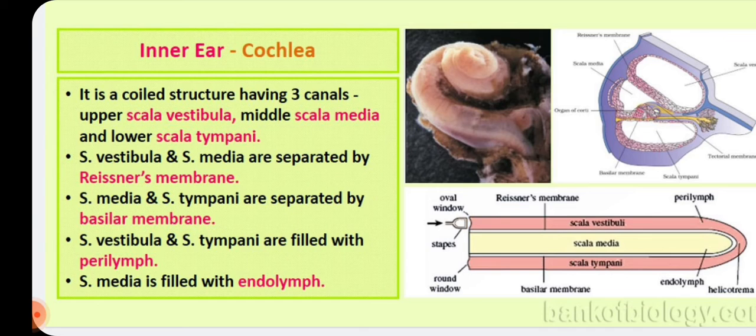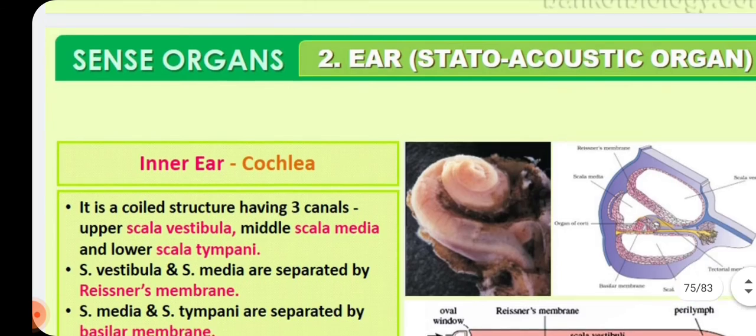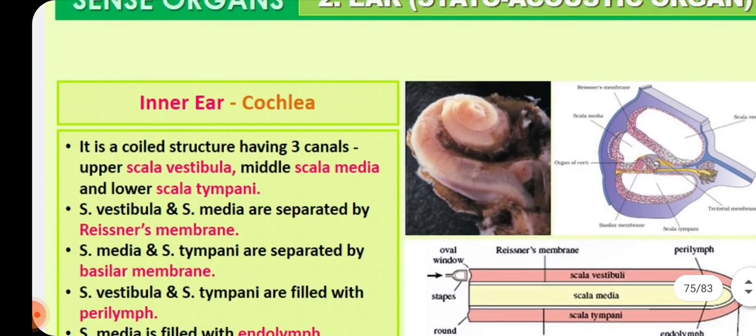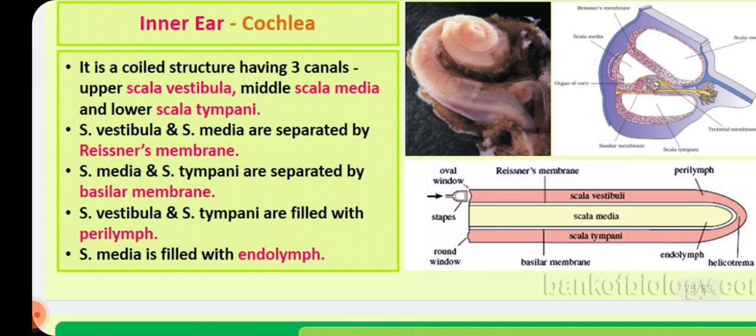Okay, so inside this labyrinth there is a coiled part, and that coiled part is called the cochlea. I said the cochlea is considered the organ of hearing. It is surrounded by two membranes called the Reissner's membrane and the basilar membrane.